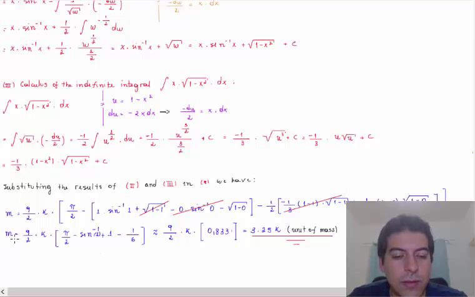So the mass of the solid E is equal to 9 over 2 times k times pi over 2 minus sine minus 1 of 1 plus 1 minus 1 over 6. This term right here in the brackets is approximately equal to 0.833. If we take this number right here and multiply it by 9 over 2, we have 3.75 times k units of mass, and this is the mass of the solid E finally.